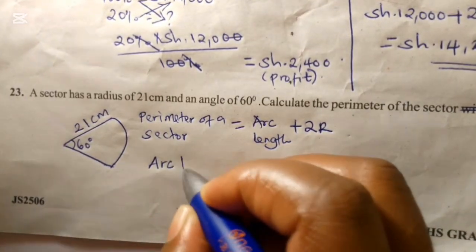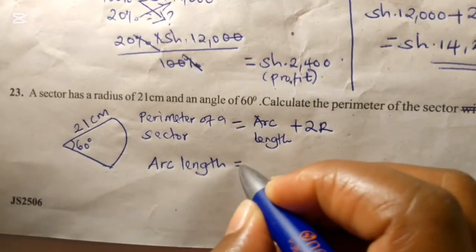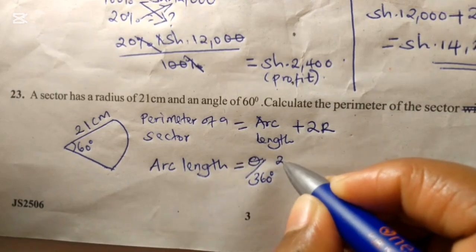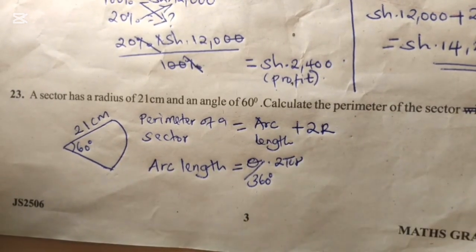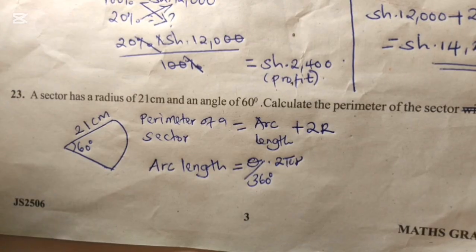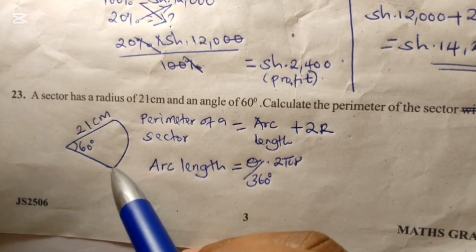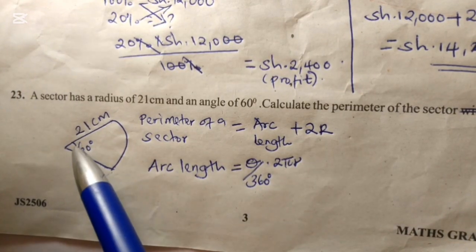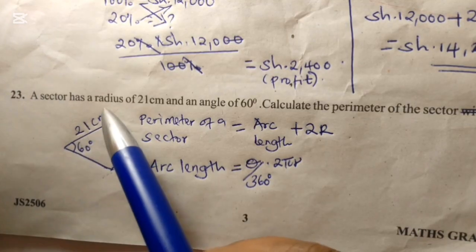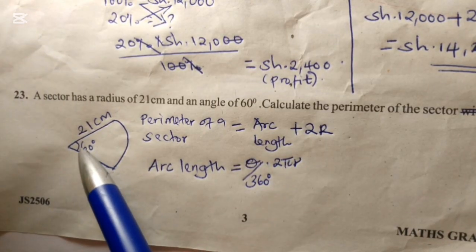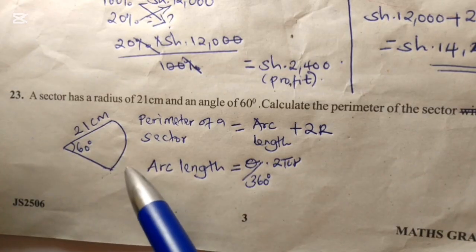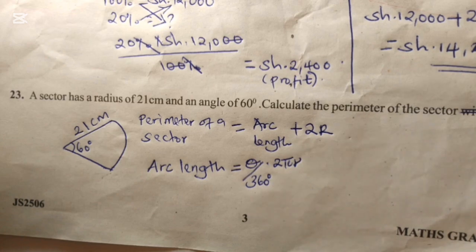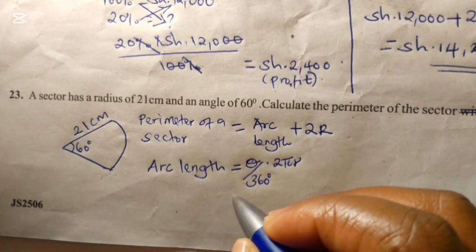Arc length is given by theta over 360 degrees times 2 pi r, like that, because this is a part of the circumference, and the angle that subtends the arc is theta, and then that part times the circumference of a full circle or a whole circle. So that is where the formula comes from.